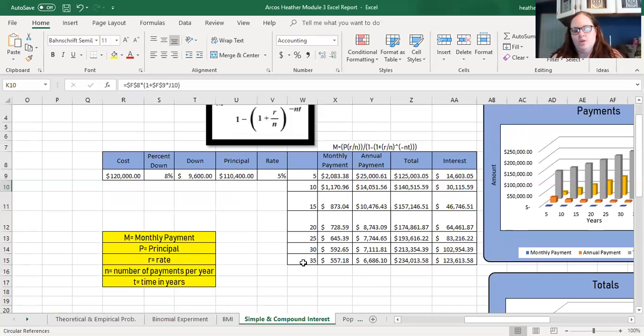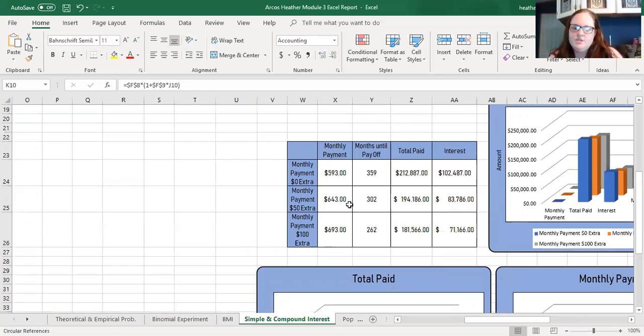And if you do the 35-year loan, you're paying less every month, not even half. But look how much interest you have to pay. That's double the cost of your house. That just doesn't seem worth it.